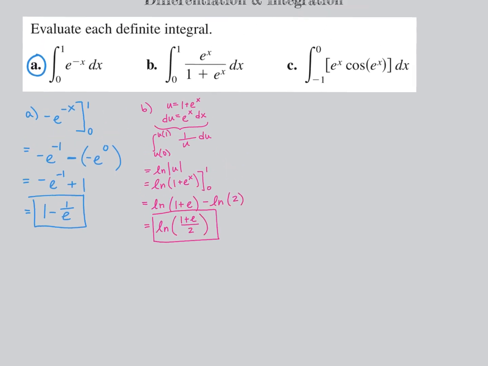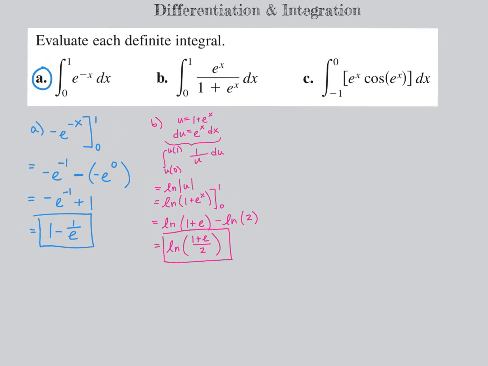Then finally, part C, we want to evaluate another definite integral. In this case, we see we have e to the x times the cosine of e to the x. Since e to the x is its own derivative, it does make sense to make u what's inside the cosine function, which is simply e to the x. So our du will be e to the x dx.